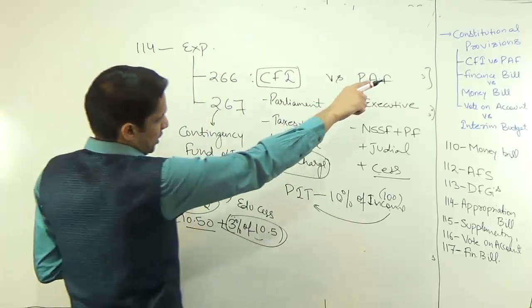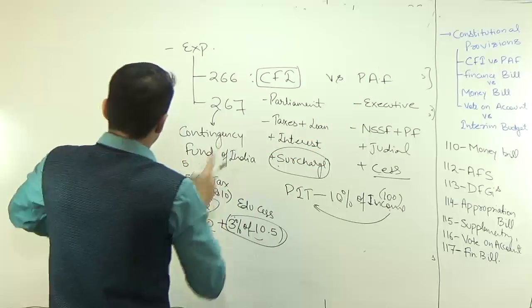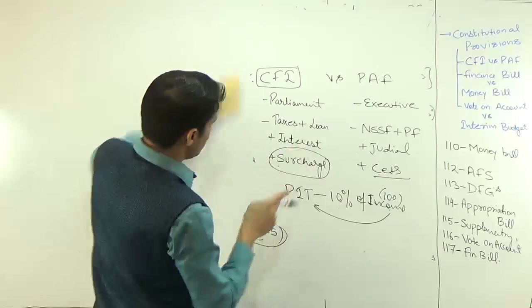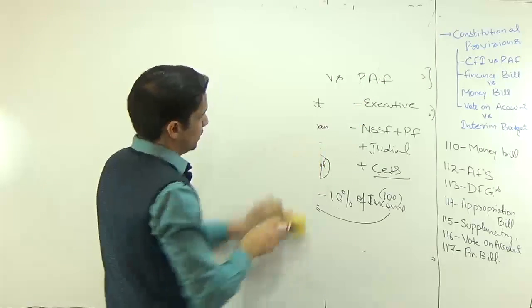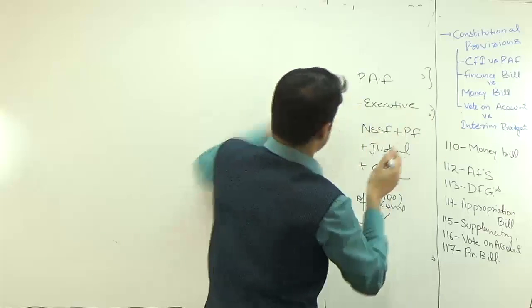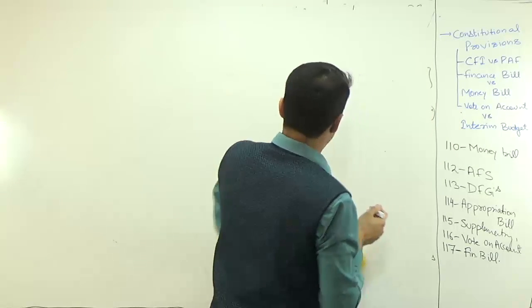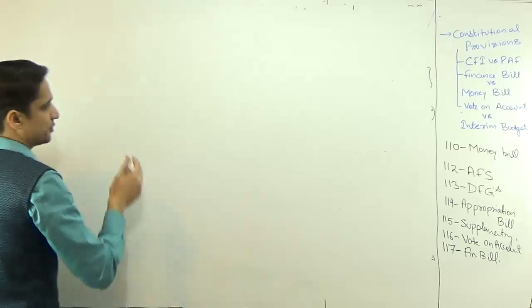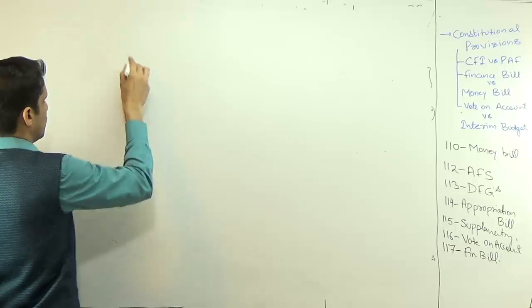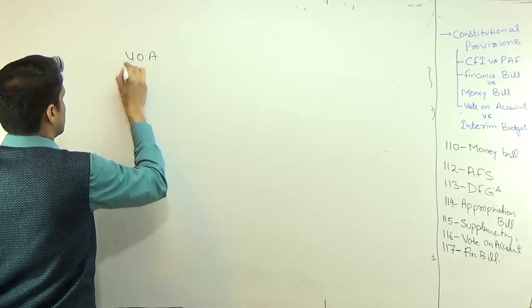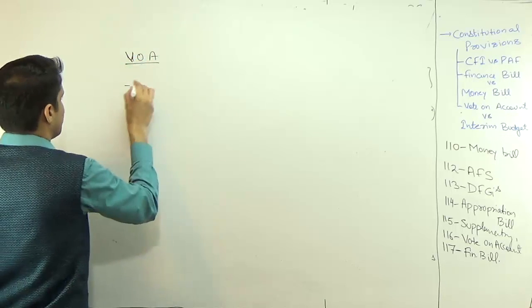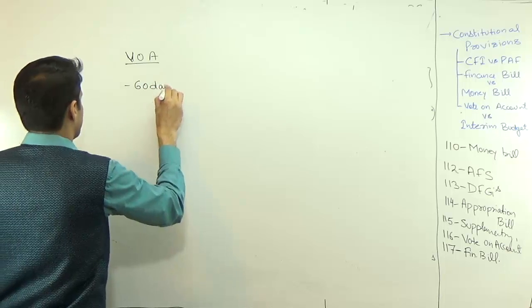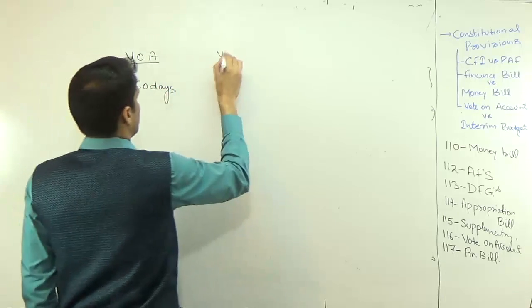So this is what we have, the Consolidated Fund of India versus Public Account Fund of India. Next, first we will discuss vote on account and then we will discuss finance bill and money bill. As per Article 116 we have vote on account. Vote on account is nothing but the advance permission of roughly 60 days taken by the executive from the Parliament.